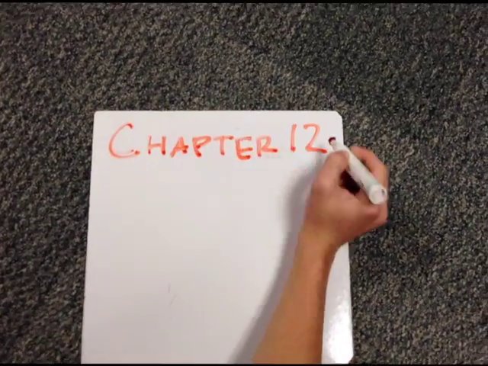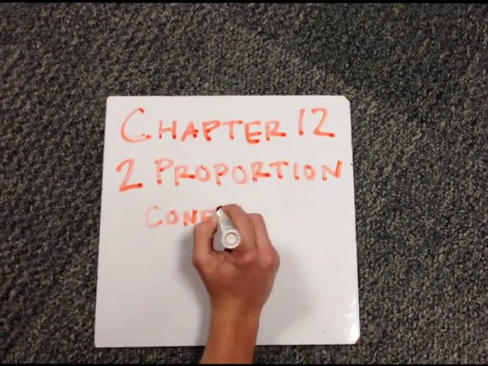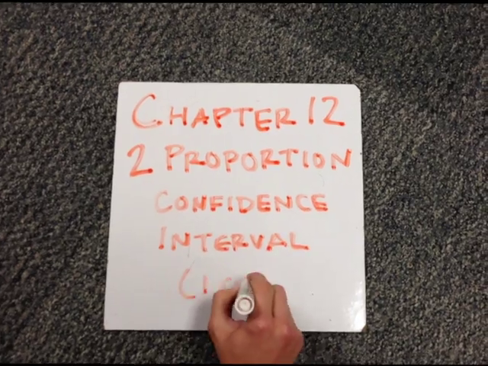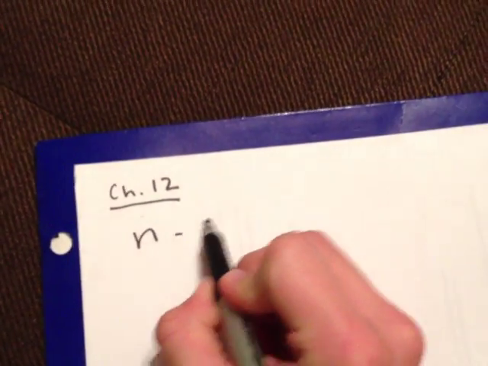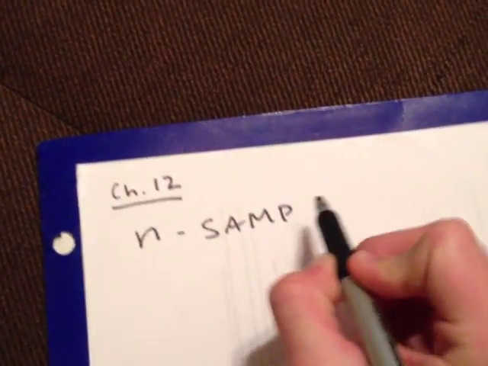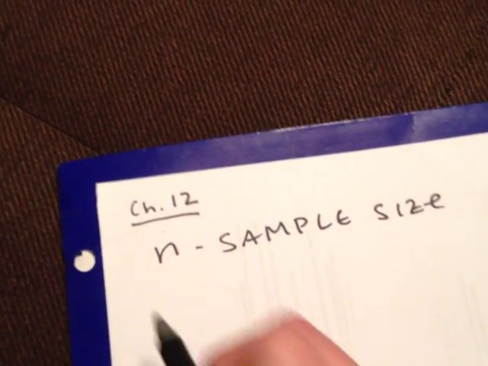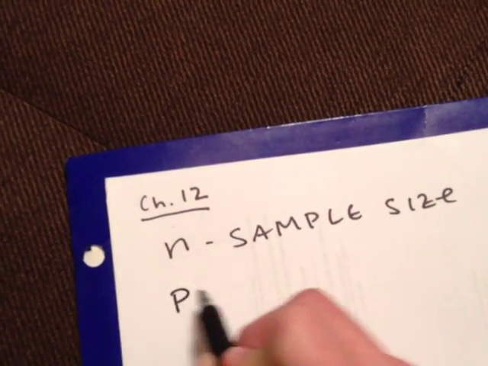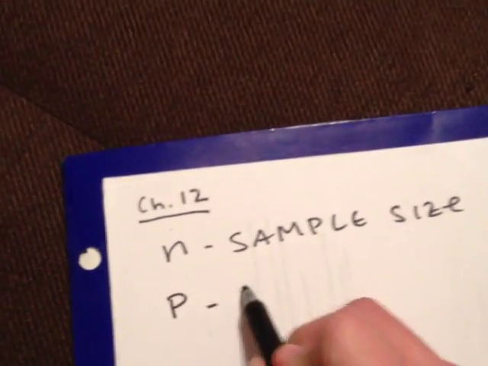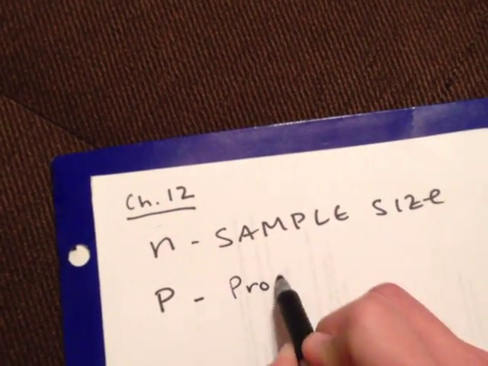This is chapter 12. We're going to show you a two-proportion confidence interval, ICCI. For this lesson, you're going to need to know a few things. You should already know n, your sample size, and p, your percentage or proportion.